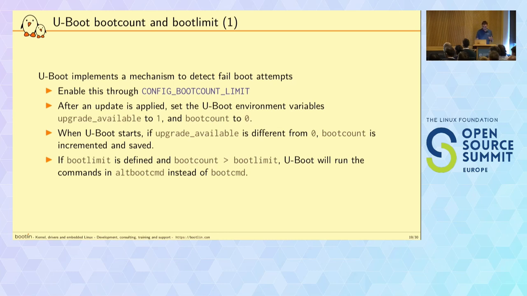So when U-Boot boots, it checks the value of upgrade_available. If it's non-zero, then it will increase bootcount and try to boot. Except that if bootlimit is defined, that's another variable. That's the number of boots that you accept before considering that the update fails to boot. If bootcount is greater than that limit, U-Boot will run the commands defined in another boot sequence, altbootcmd. That's the default behavior. That's a sequence of commands you can run to fall back to the other partition.